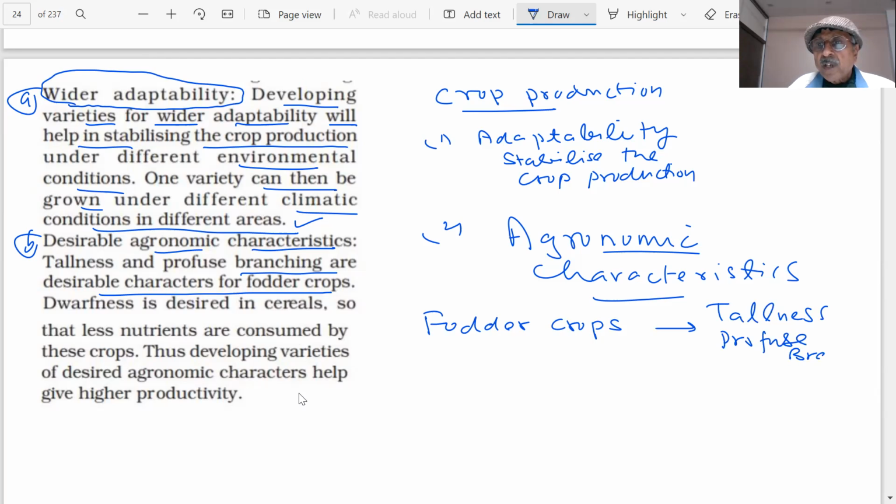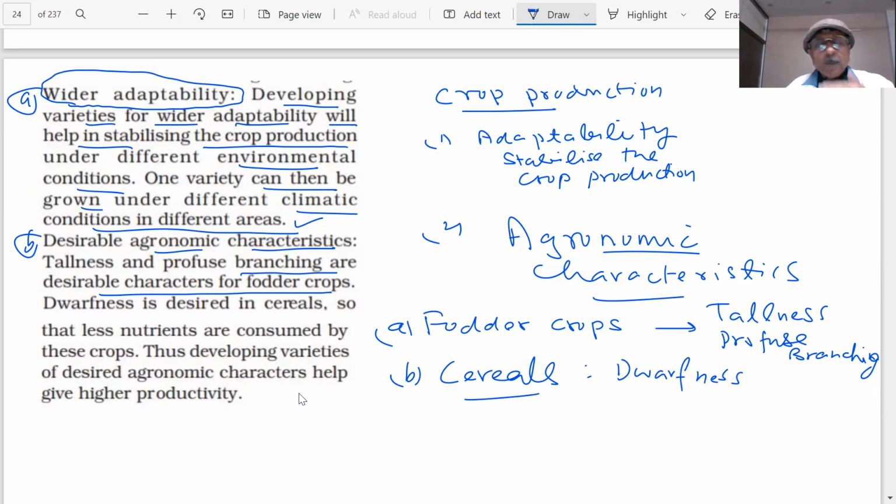ब्रांचिंग क्या होती है आपको पता ही है. ब्रांचेस जो निकलती हैं, they are desirable. Dwarfness in cereals. दूसरा, सीरियल्स में क्या डिजायरेबल है? सीरियल्स में कह रहा है कि ड्वार्फनेस. ड्वार्फ, व्हाट इज ड्वार्फ? स्मॉल, छोटे वाले.